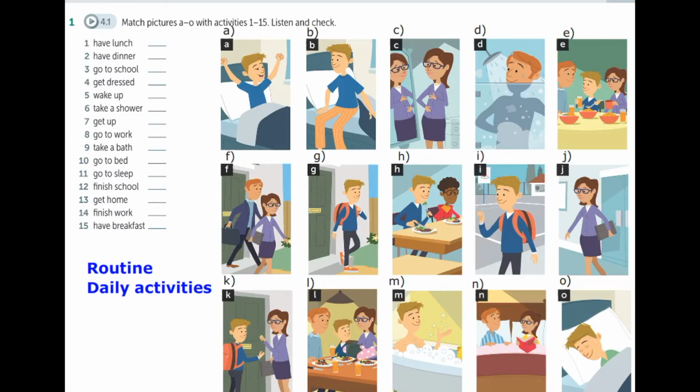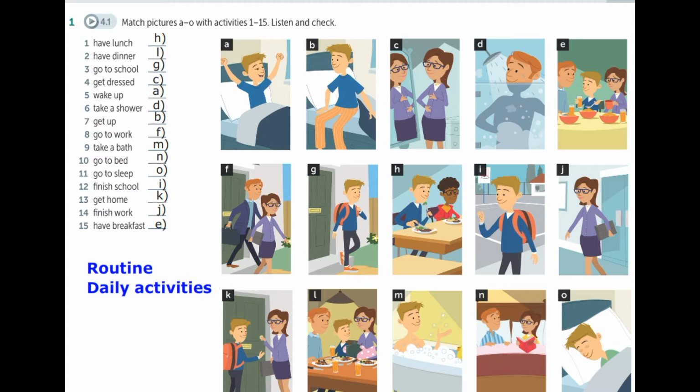So let's start Unit 4, talking about routine and daily activities. Here we have the pictures from letter A to letter O, and you're going to match these pictures with the activities from number 1 to 15. Let's do it. So let's check the answers.